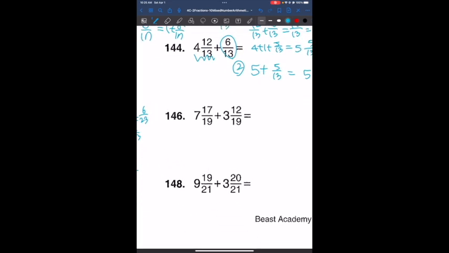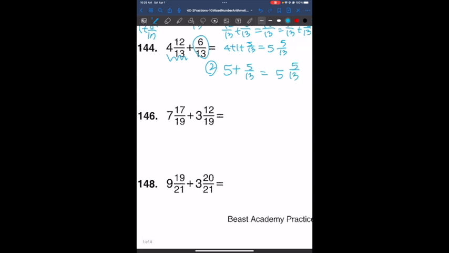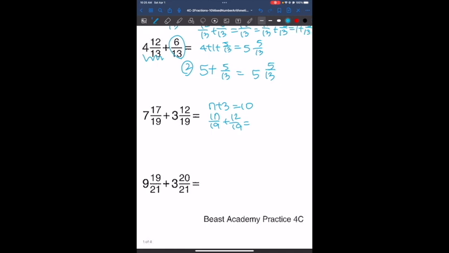And then for problem 146, again, we can do whole number plus whole number first, then add the fraction next after we add the whole number. And so that would be 29 over 19, which is 19 over 19 plus 10 over 19. So that would be 1 plus 10 over 19. So combining that with the 10, that would be 11 and 10 over 19.